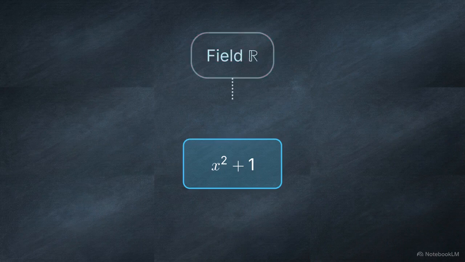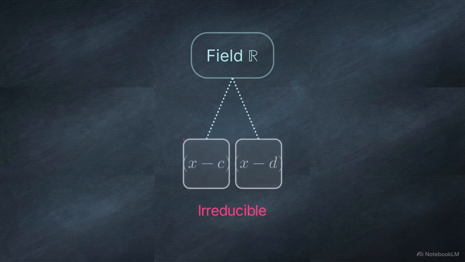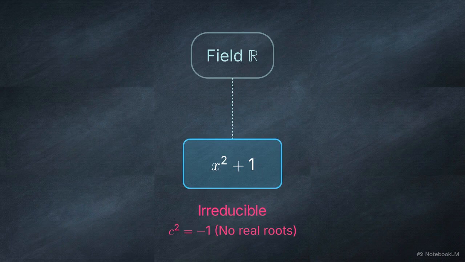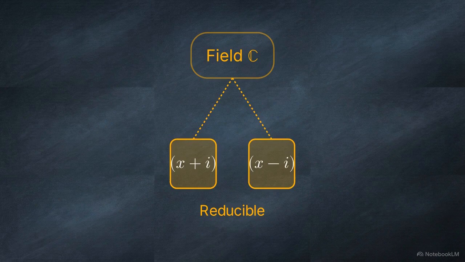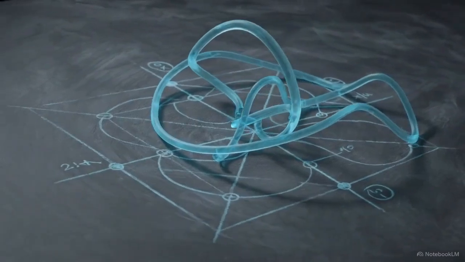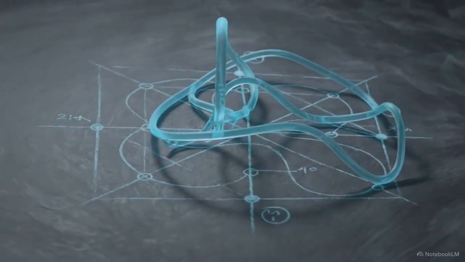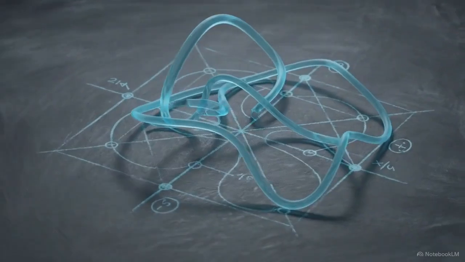Consider x squared plus 1. Its atomic structure changes depending on our choice of field. Over the field of real numbers, x squared plus 1 is irreducible. No real number squared can result in -1, so no real roots exist to break the polynomial apart. Shifting to the field of complex numbers changes the structural limits of the system. In this field, the polynomial becomes reducible, factoring into the distinct linear components x plus i and x minus i. A polynomial's prime factorization acts as its fundamental structural blueprint, dictating its behavior within a specific mathematical environment.